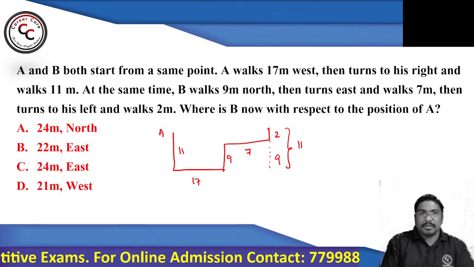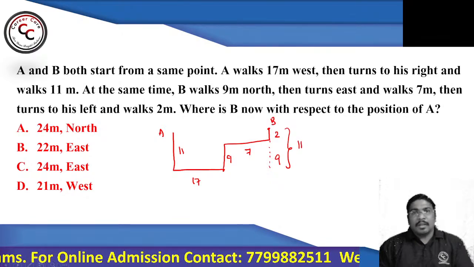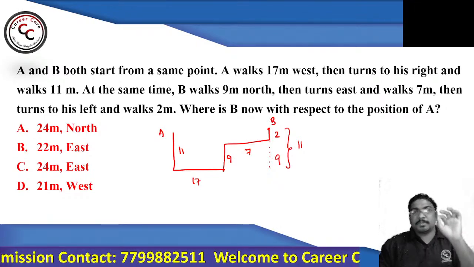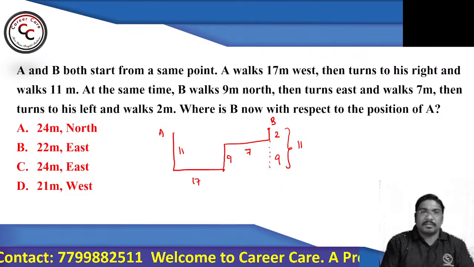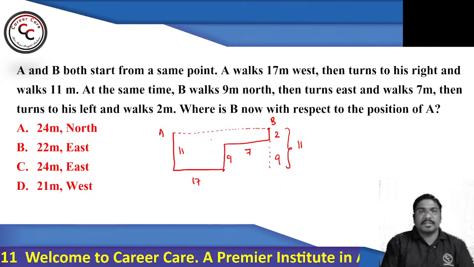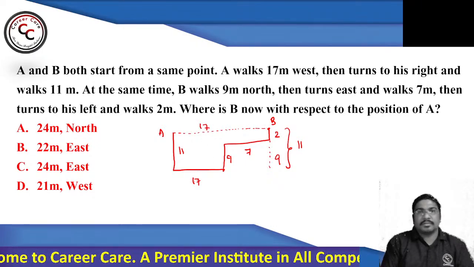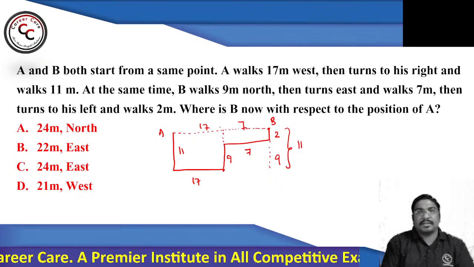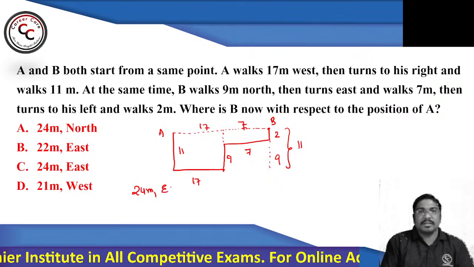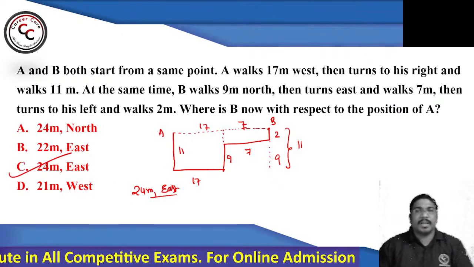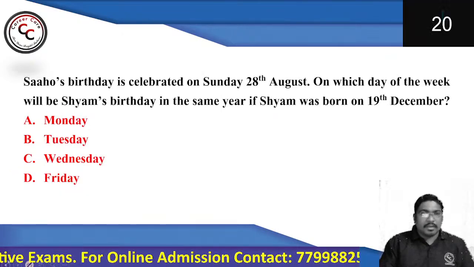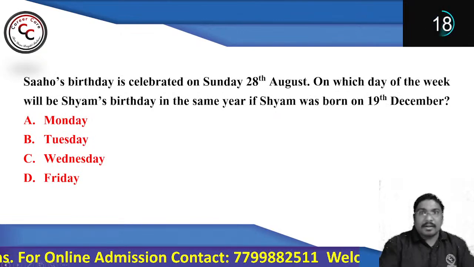So let's say this is the point called B. Where is B now with respect to the position of A? So A is here, B is here. So both will be in the same straight line. If you see the distance, this is 17 up to here, and this is 7. So 17 plus 7, which is equal to how much? 24 meters. And what is this direction? East is this direction. So you can pick option number B. No problem in that, right? Yes, easy one. Now look at this question.